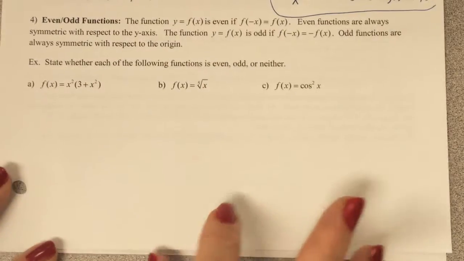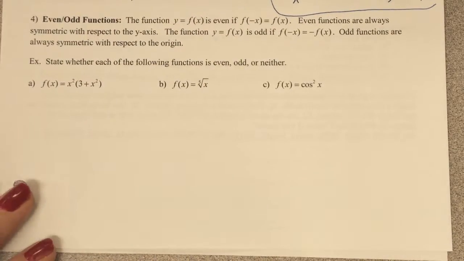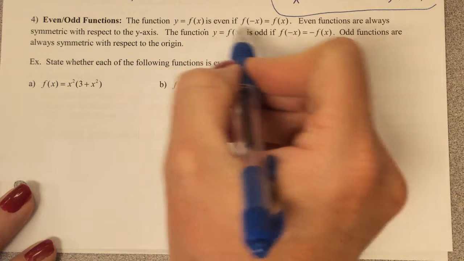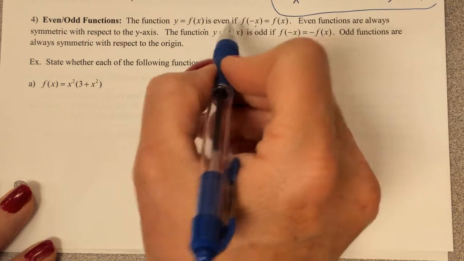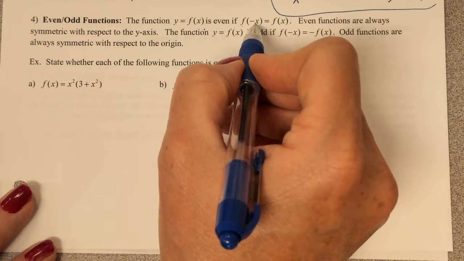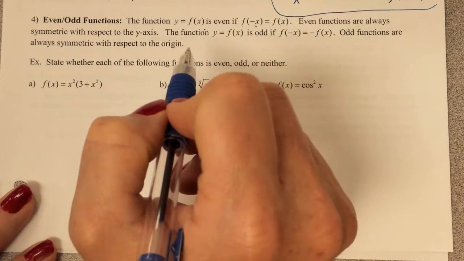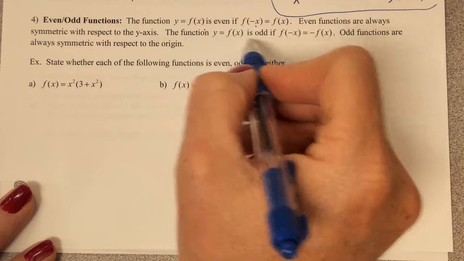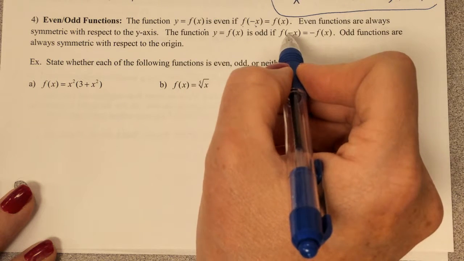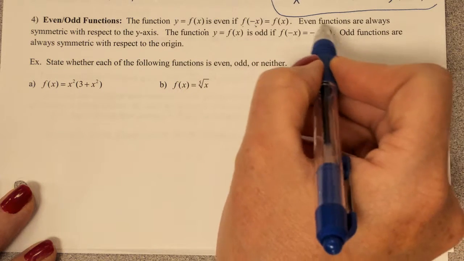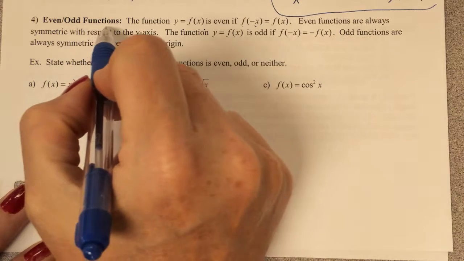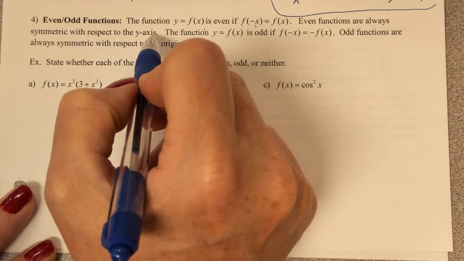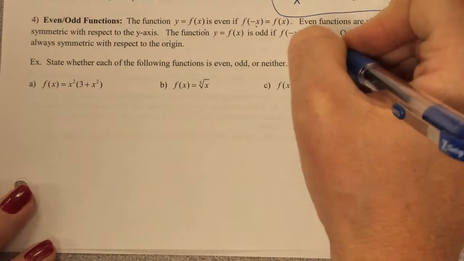Okay, let's look down at the end here at even and odd functions. So a function is even if f of negative x is the same thing as f of x. So that's saying if I replace x with negative x and get the same thing, it's an even function. An odd function means if I replace x with negative x, I get the exact opposite function. So odd functions are always symmetric with respect to the origin, and even functions are always symmetric with respect to the y-axis.